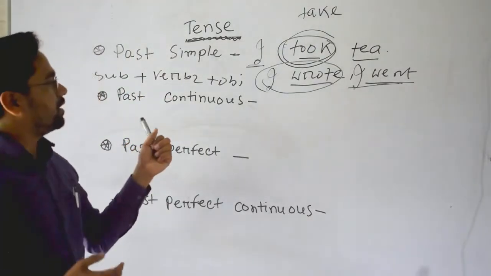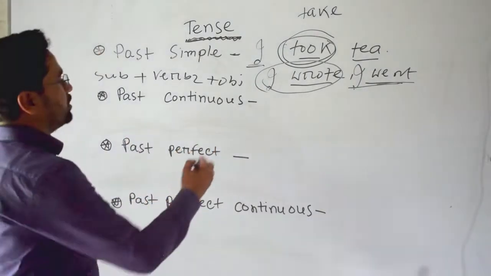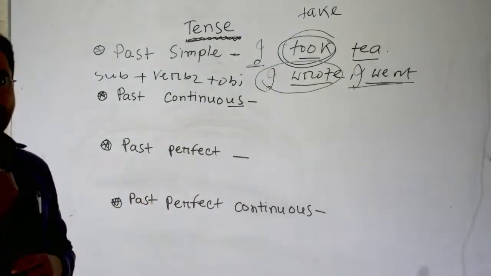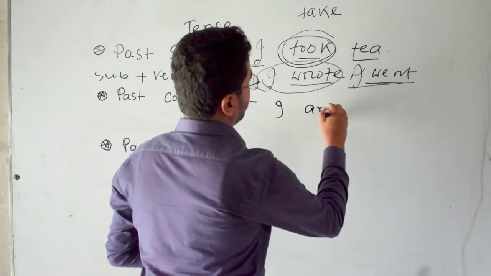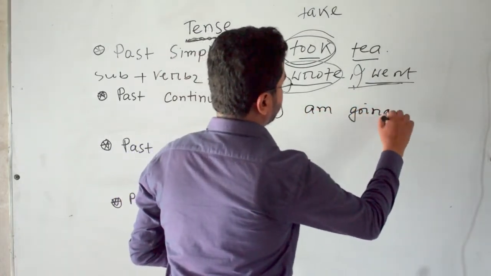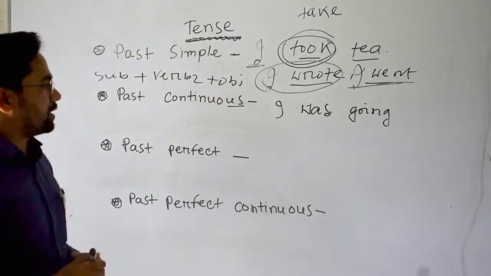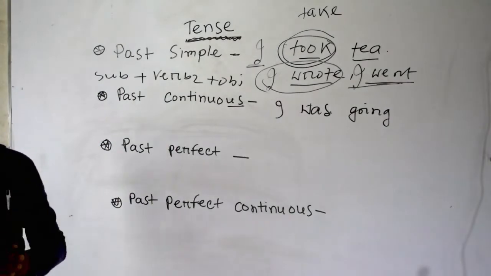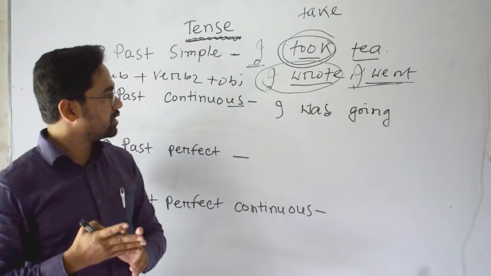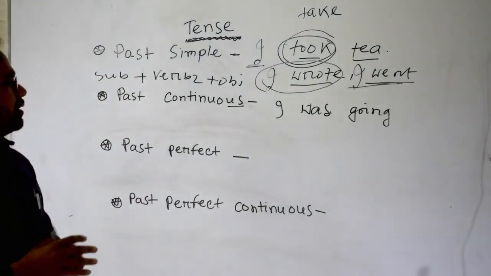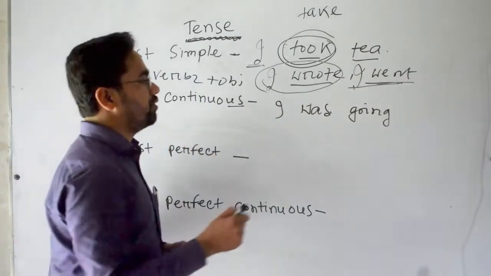In this tense, the work is going on in the past. Continuous means verb plus ing. I am going. I was going. Continuous tense may be present continuous, past continuous, or future continuous. But in every continuous tense, you will find the verb with ing.